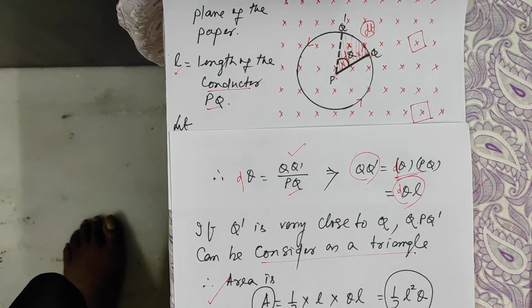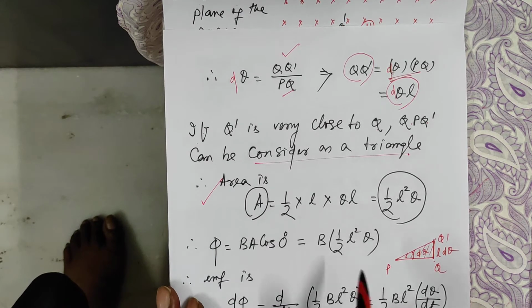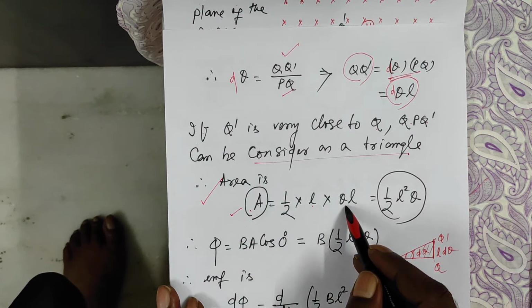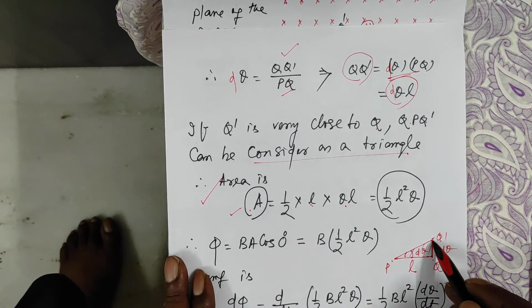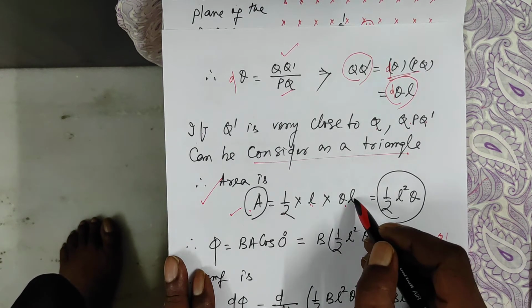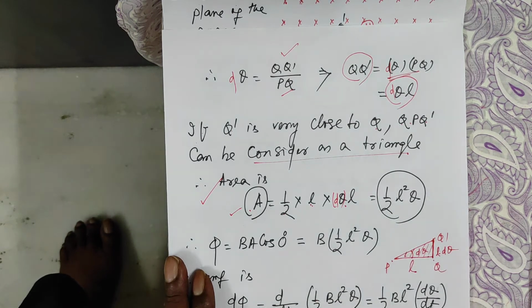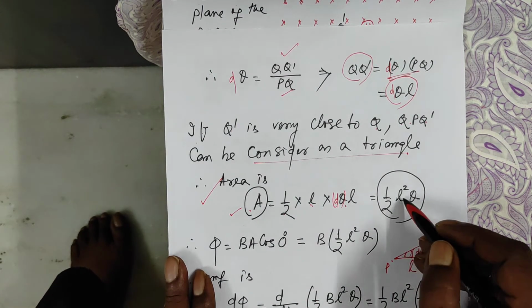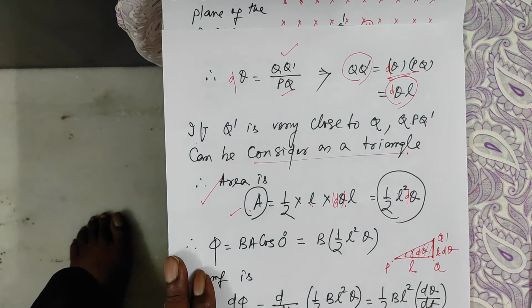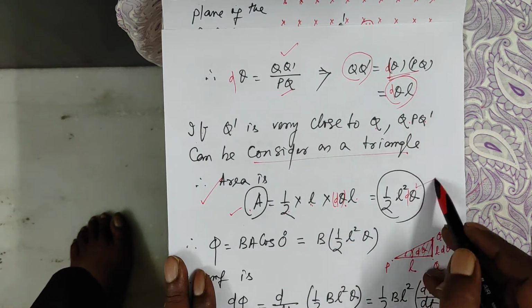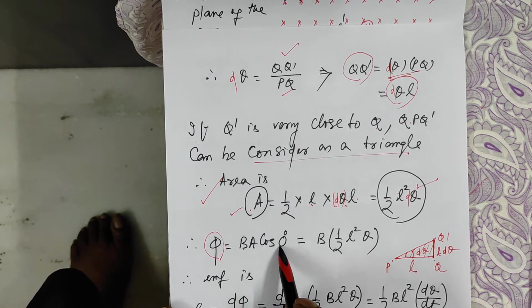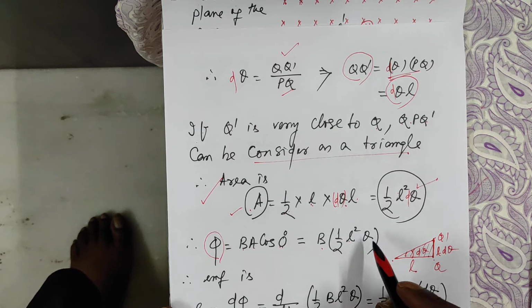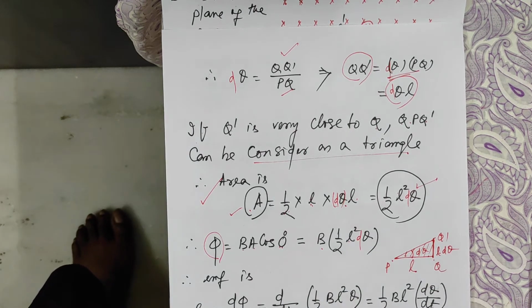So its area A will be half base into height. Base from P to Q is L. Height is L d theta. So A is equal to half L square d theta. The flux is equal to B A cos theta. Theta is 0. So the flux is B half L square d theta.